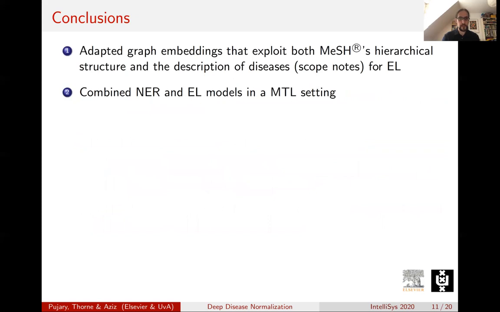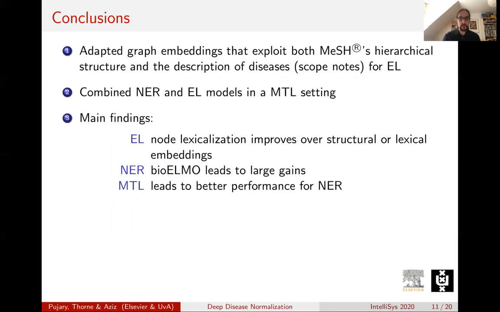So, conclusions. We adapted graph embeddings that explore both the MeSH hierarchy structure and the description of diseases for entity linking. We combined entity recognition and linking models in a multitask learning setting. The main findings are that node lexicalization improves all the structural lexical embeddings, although it doesn't yet achieve state-of-the-art results. BioELMo led to large gains in entity recognition, achieving the state of the art. Multitask learning leads to better performance for named entity recognition.